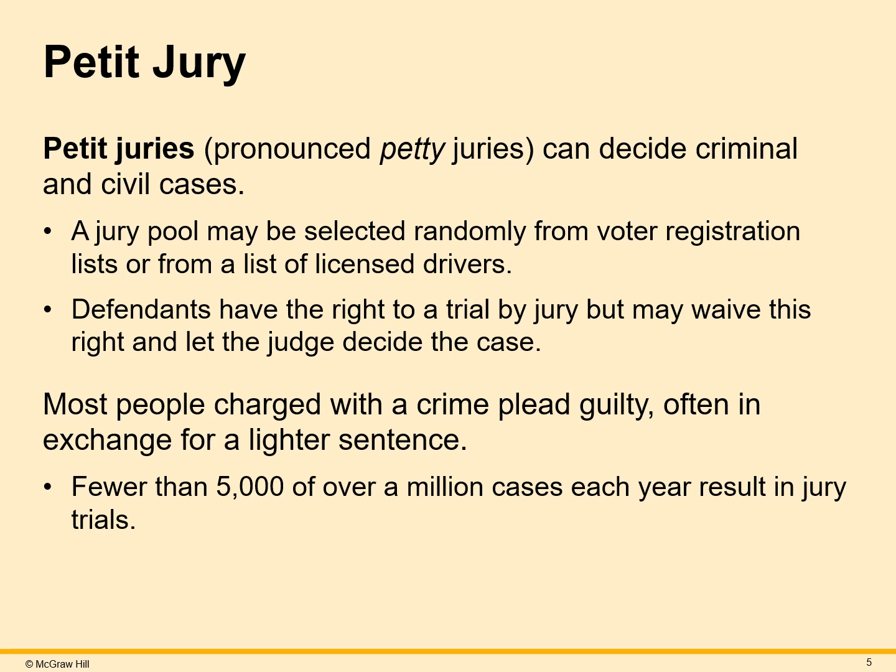Petty juries can decide both criminal and civil cases. A jury pool may be selected randomly from voter registration lists or from a list of licensed drivers. Defendants have the right to a trial by jury, but may waive this right and let the judge decide the case. Most people charged with a crime plead guilty, often in exchange for a lighter sentence. Fewer than 5,000 of over 1 million cases each year result in jury trials.